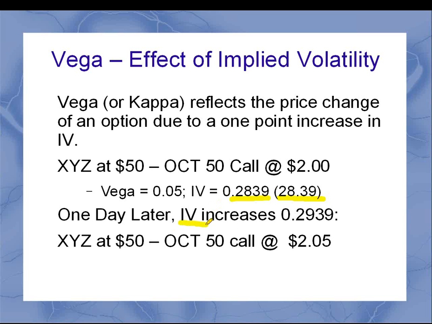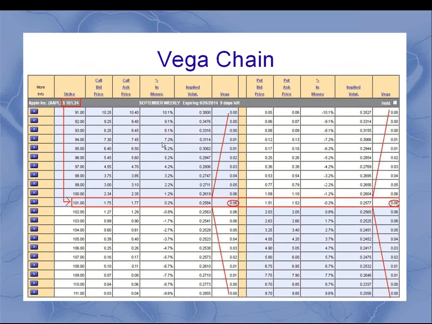1 day later, implied volatility increases to 0.2939. The stock doesn't move. Okay, the volatility changes, the stock doesn't move, nothing else changes. Yes, we lost some time, but in this case, let's say the IV increases to 0.2939 or 29.39, we'd expect our October 50 call to be priced at $2.05, without even a movement in the stock price. Stock price stays at 50. With a change in implied volatility, we would expect the Vega of 0.5 to see our option price increase from $2 to $2.05.